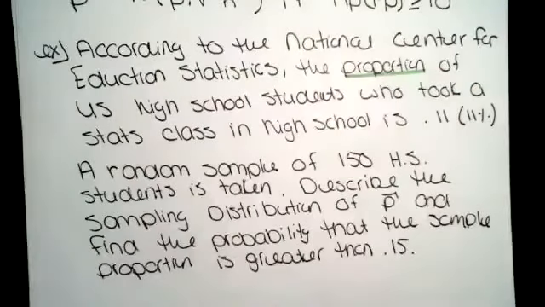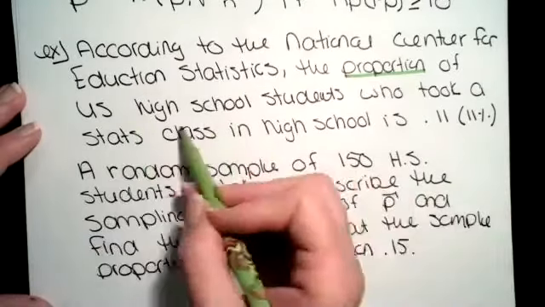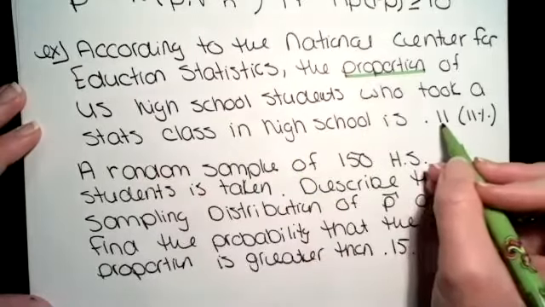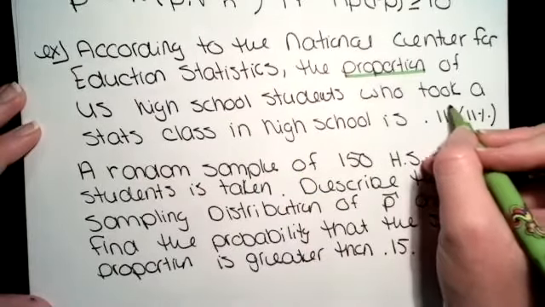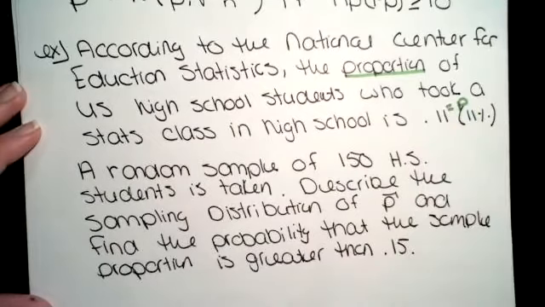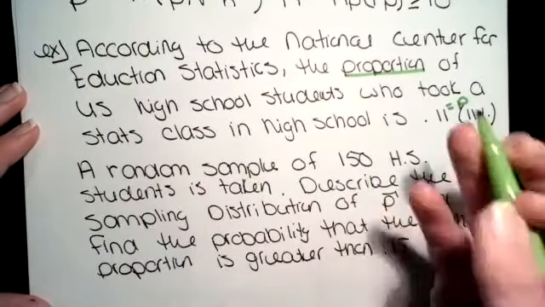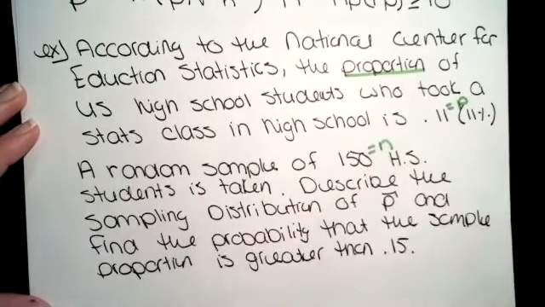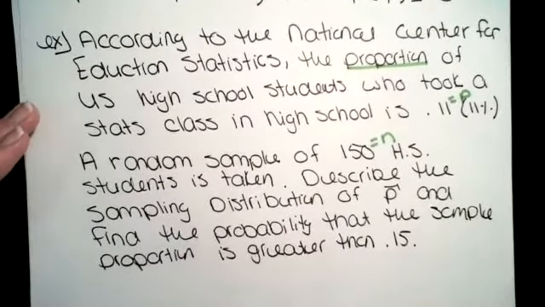Because when I see that word proportion, I need to start thinking about categorical data right away. We don't talk about proportions for means, for numerical data. So proportion should make me think categorical data right away. P hats, right? And it says U.S. high school students took a stats class is 0.11 or 11%. So this value right here is my lowercase p. Okay. Now it says a random sample of 150 students. This is my n, my sample size, which is 150.